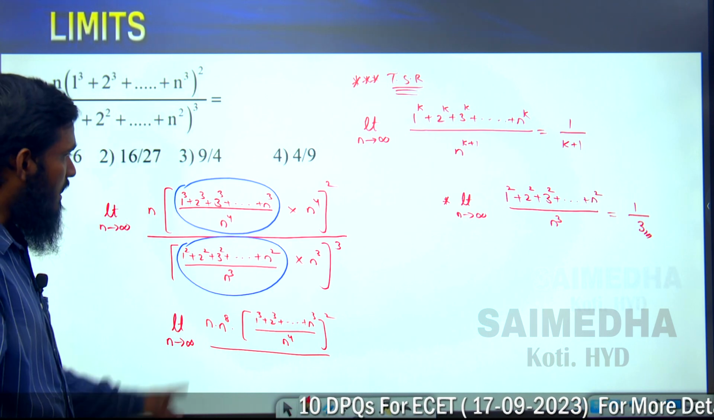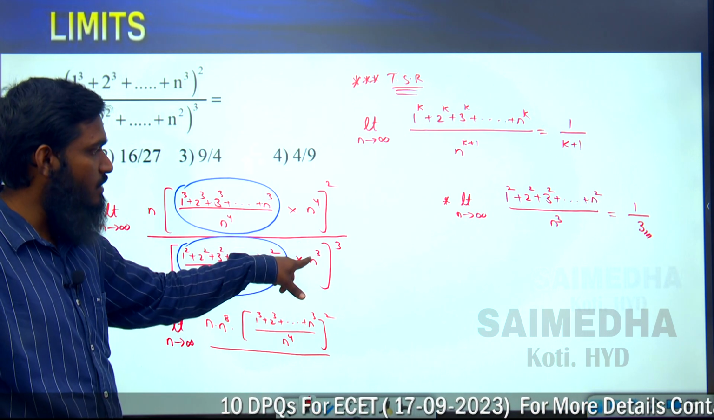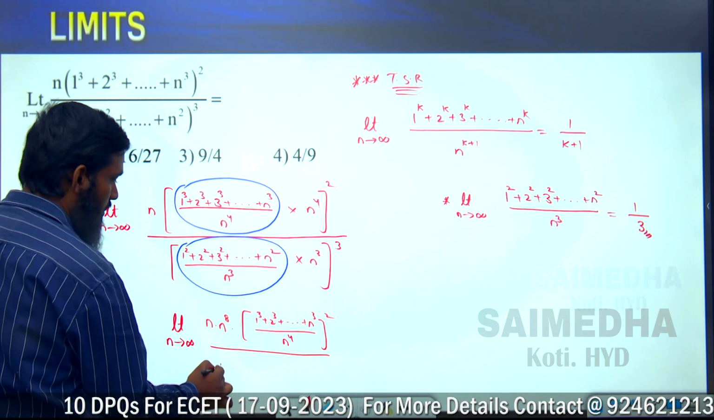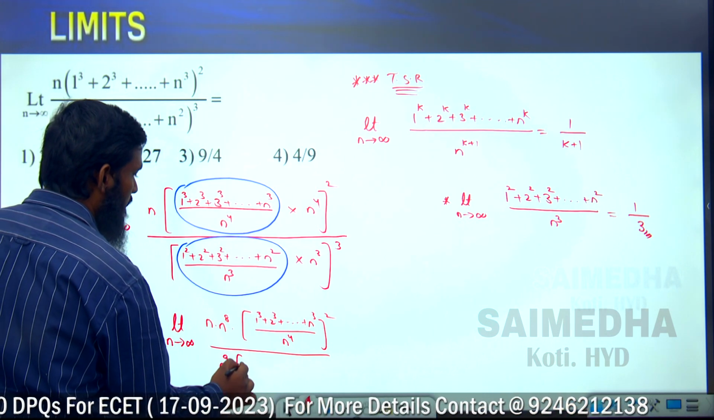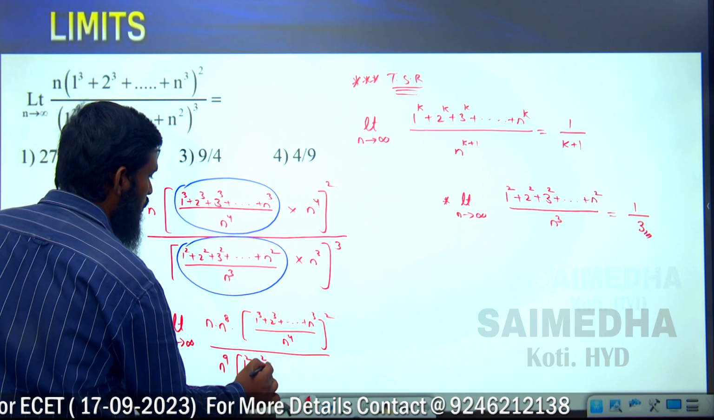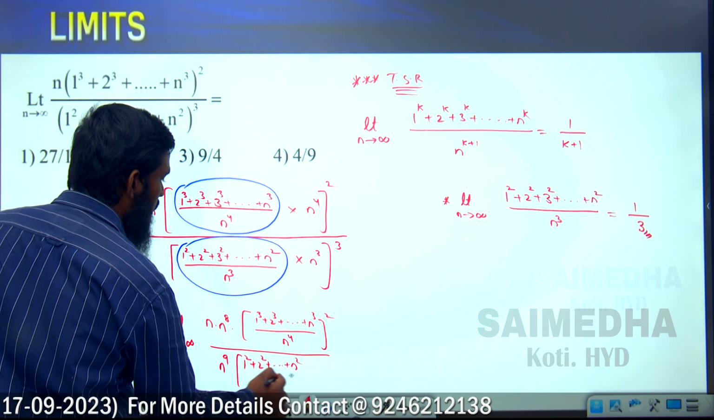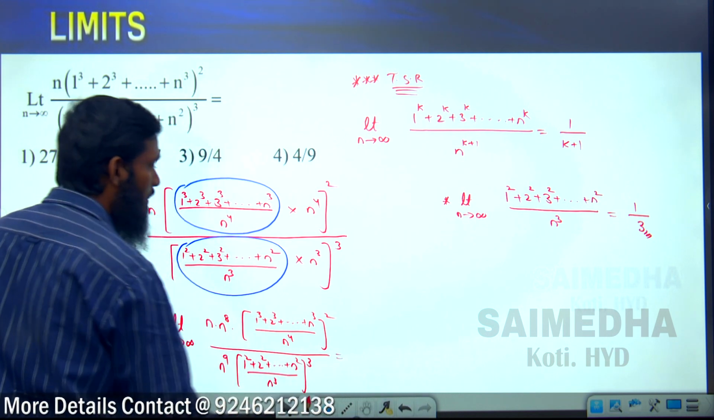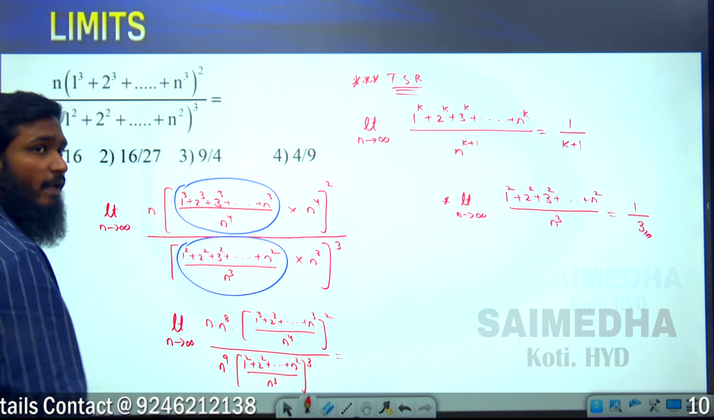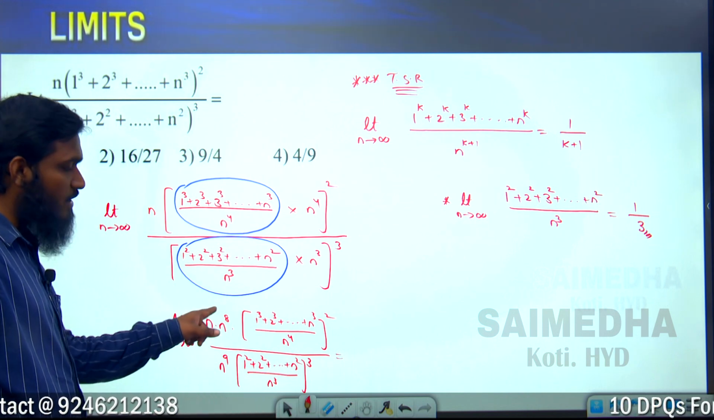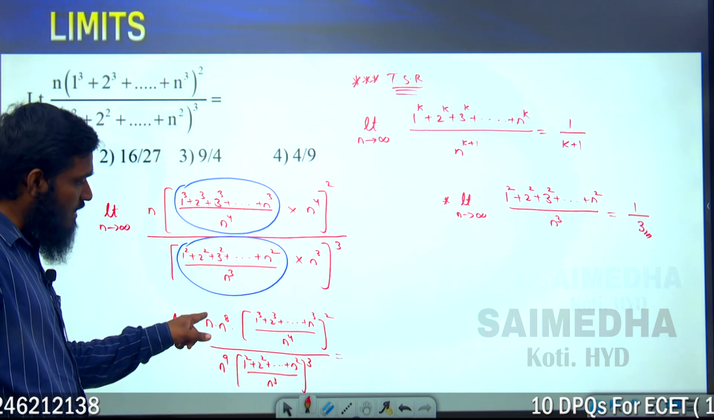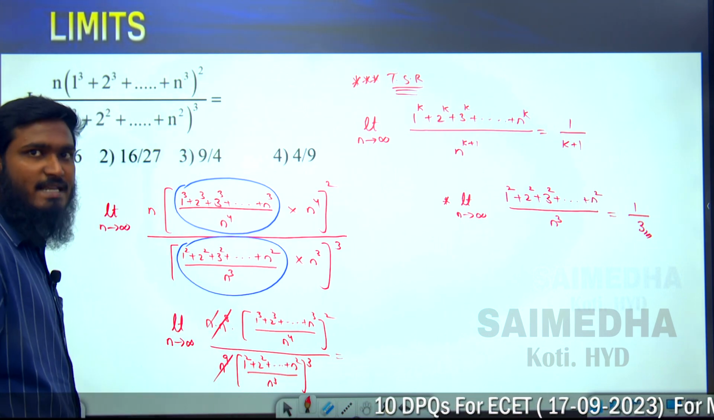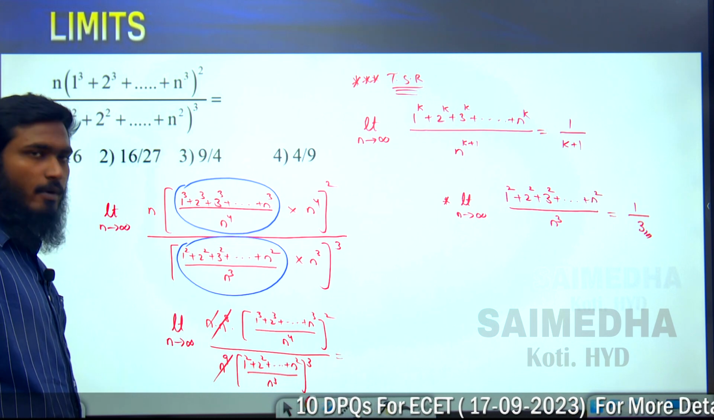Next part: again we don't require this one, so we give the cube over here. Power to the power means multiplication, 3 threes are 9, so outside we write n power 9 of 1 square plus 2 square plus so on up to n square divided by n cube. For this we have the power as 3. Now listen carefully: n into n power 8. Bases are the same in multiplication, so powers should be added. 1 plus 8 becomes 9. So this n power 9 and this n power 9 get cancelled.